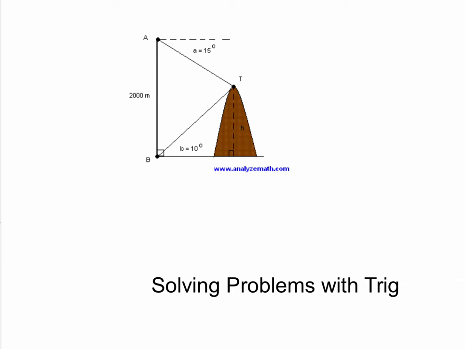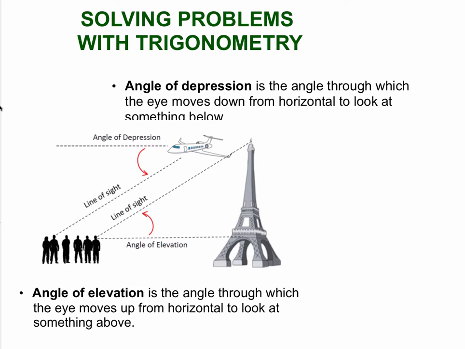Let's look at solving problems with trigonometry. First, you need to review some vocabulary from geometry. The angle of depression is the angle that the eye moves from the horizontal to look at something below. So the angle of depression will always be measured from the horizon and then go down.